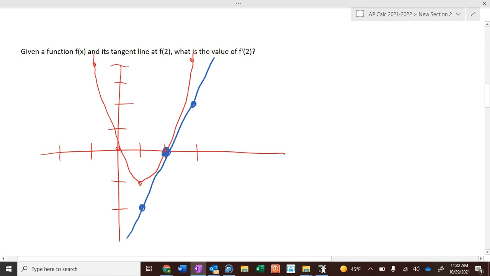No. The answer is 2. Why is it 2? Come on. You guys are smart. Wait, is it the slope of the tangent line? That's the slope of the tangent line. The first derivative is the slope of the tangent line. How'd you make that tangent line?